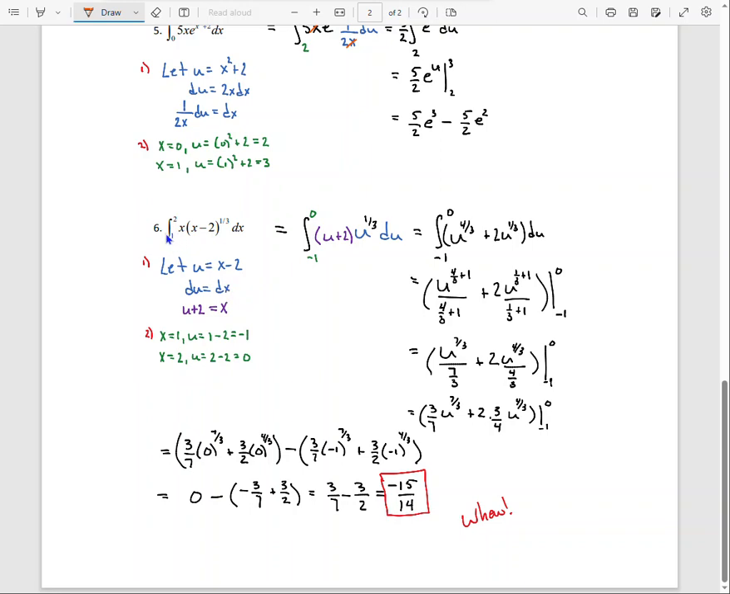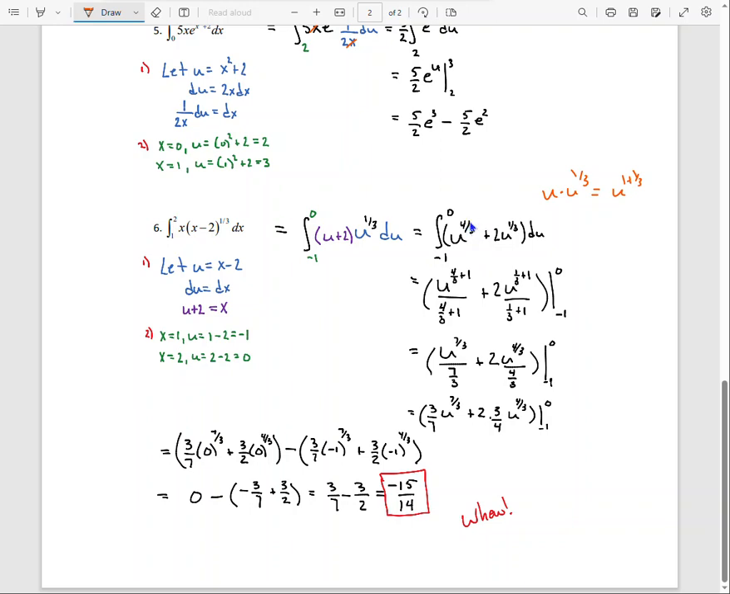Now I need to change my limits. When x equals 1, u is 1 minus 2, which is negative 1. Goes in the same location. When x is 2, so the upper limit, u is 2 minus 2, which is 0. So from negative 1 to 0, of u plus 2 times u to the 1/3. When we multiply u times u to the 1/3, that's u to the 1 plus 1/3. 1/3 plus 1, that's 1/3 plus 3/3, so that's 4/3. Same thing here, we'll have 2 times u to the 1/3 du.